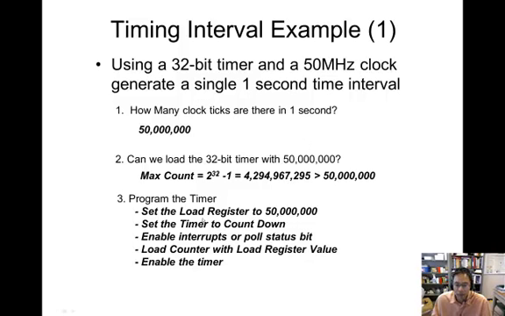And so in a timer, in general, what you'd do is load a register to 50,000 and set the timer to count down. Maybe enable interrupts, so once the timer reaches 0, generate an interrupt, and then enable the timer.